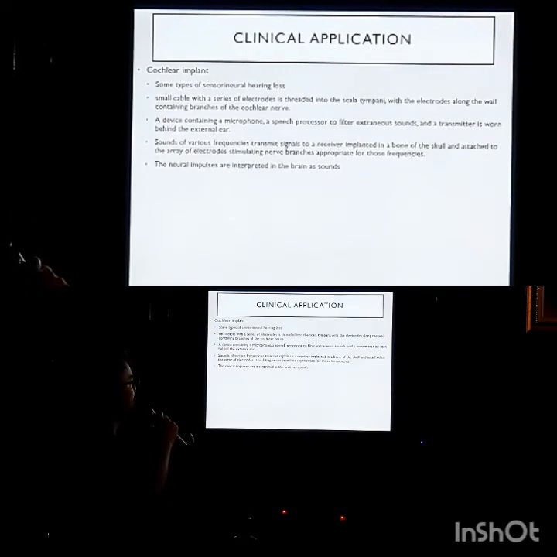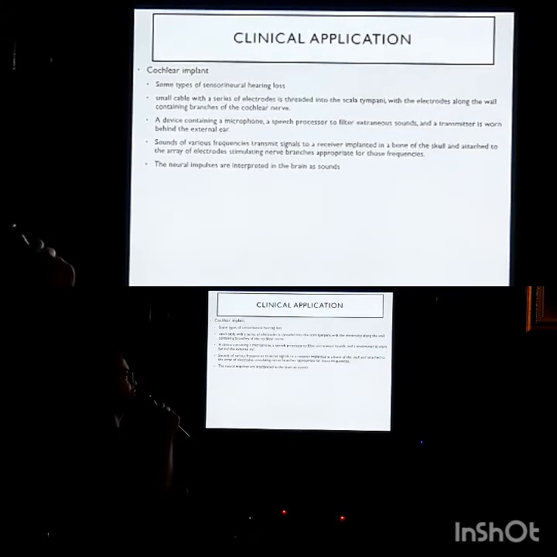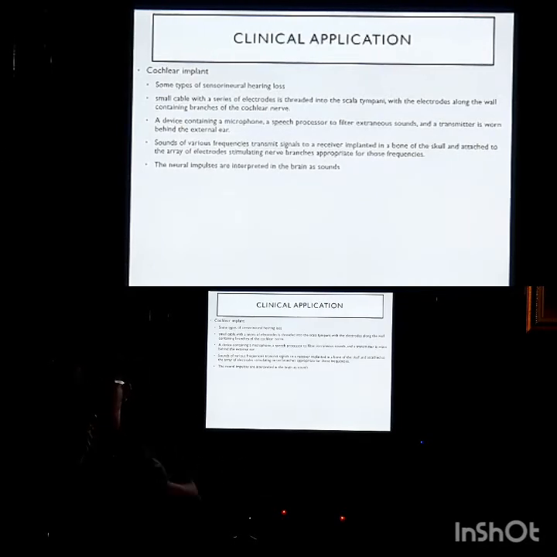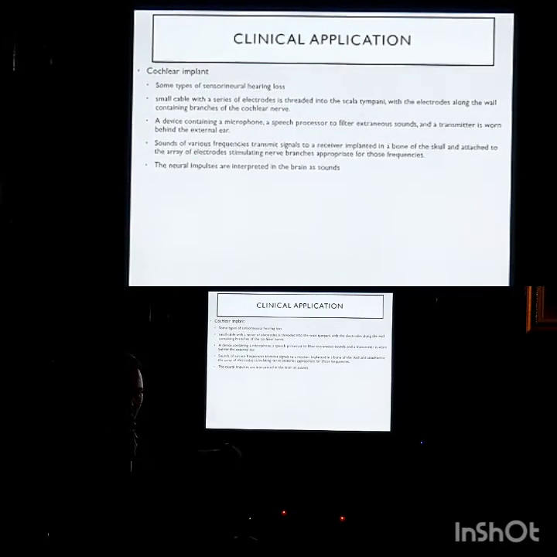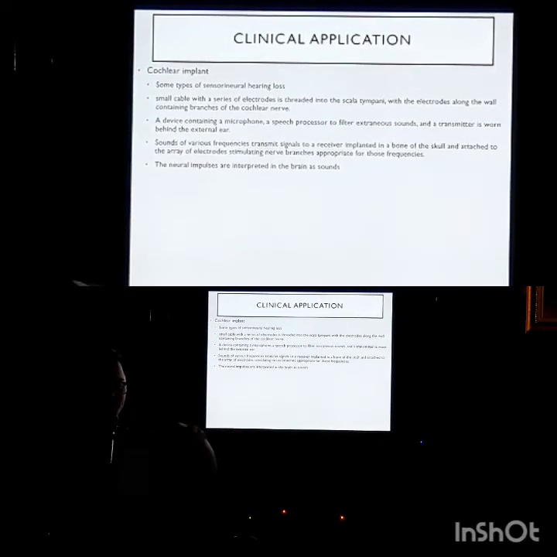A device containing a microphone and speech processor on the outside to filter extraneous sounds, and a transmitter, is worn behind the external ear. So sounds of various frequencies transmit signals to a receiver implanted in the bone and attached to the array of electrodes, stimulating nerve branches appropriate for those frequencies. So it's kind of like mimicking the tonotopic arrangement of the cochlea, because you have different electrodes present along the entire length of the cochlea.